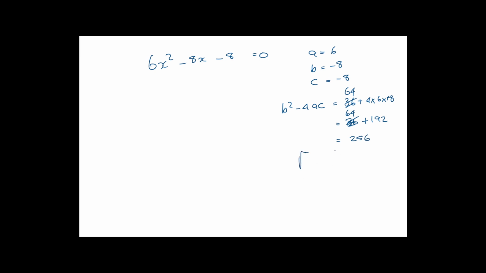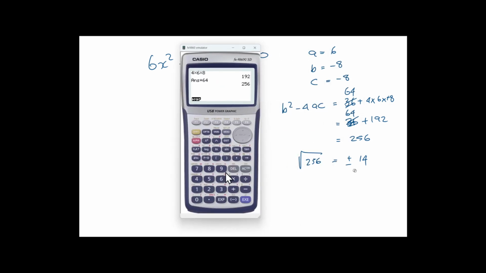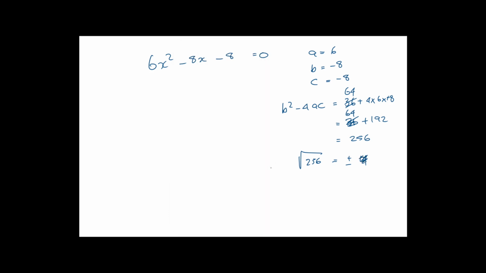256, and we know that the square root of 256 is plus or minus 14. Not too sure that was a clever move. Don't believe me? Okay. So the square root of 256 is 16. Just as well. 16 plus or minus 16. So now we have negative b, so that's going to be 8.